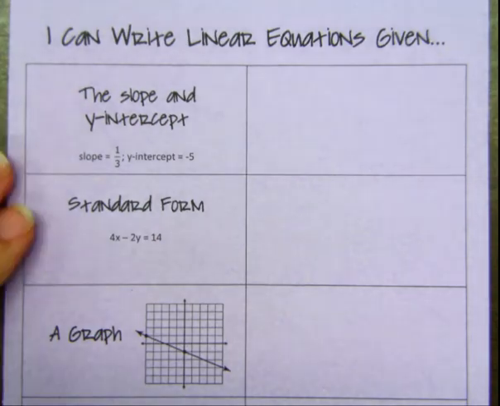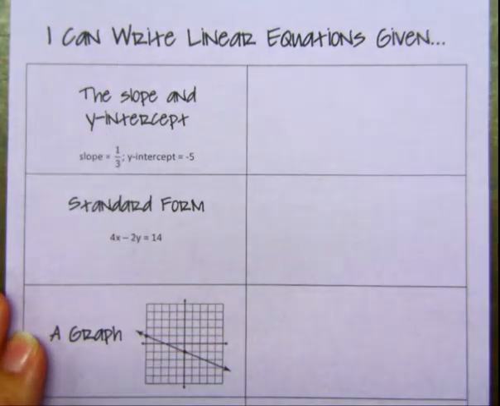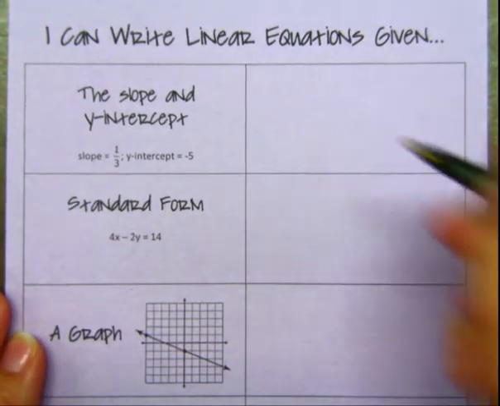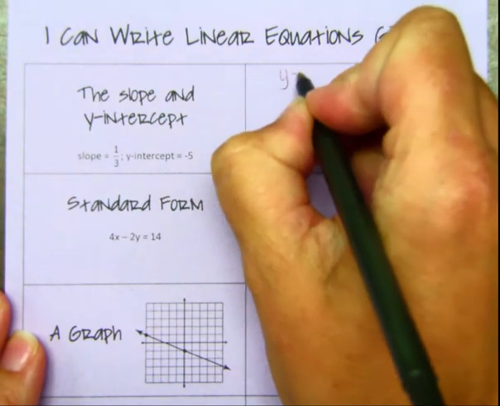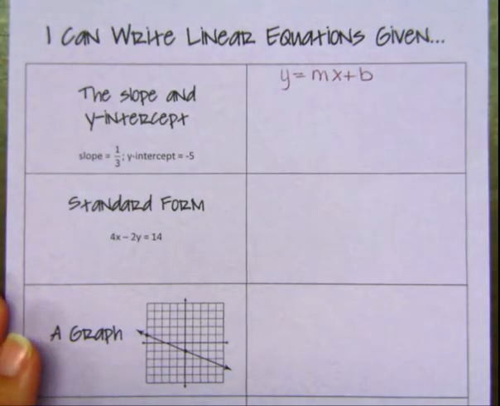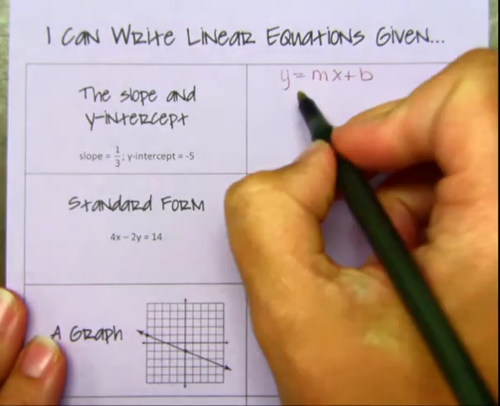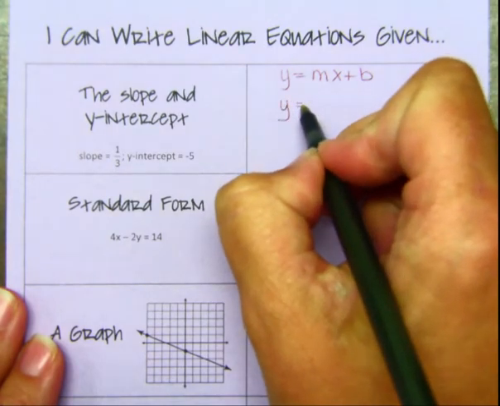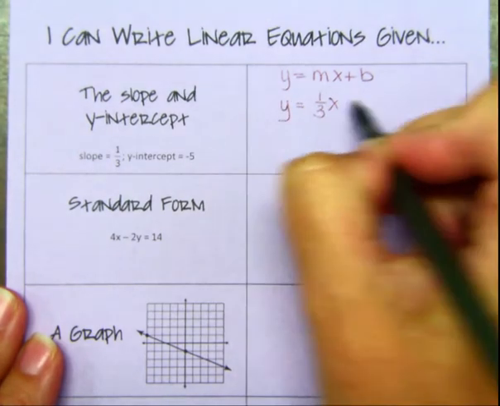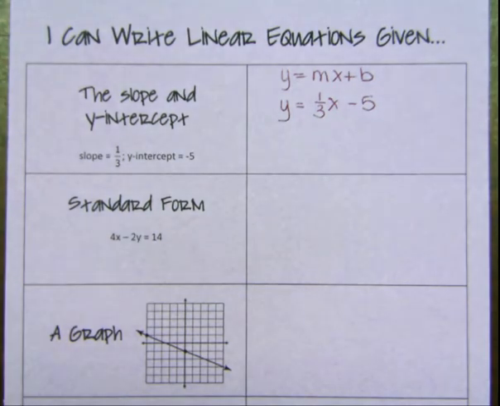So if we start out, the slope and y-intercept. If we're given the slope and the y-intercept, then the form that kind of screams to me would be slope-intercept form, which is y equals mx plus b. Now, if we're given the slope is 1/3 and the y-intercept is -5, we can go right ahead and plug in what we know. We know the slope is 1/3 and the y-intercept is -5, and then we've written the equation of that line given the slope and the y-intercept, and that's probably the easiest way to write that.